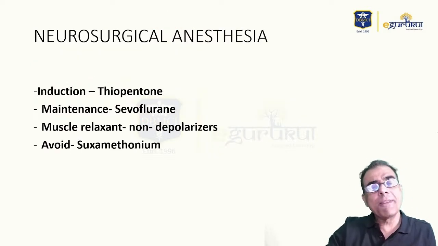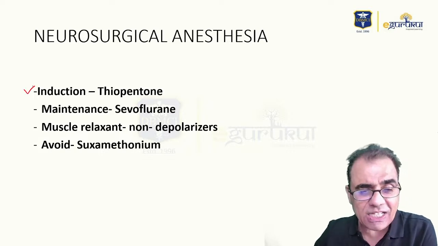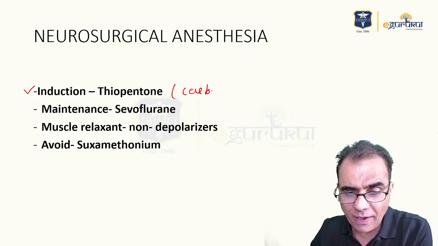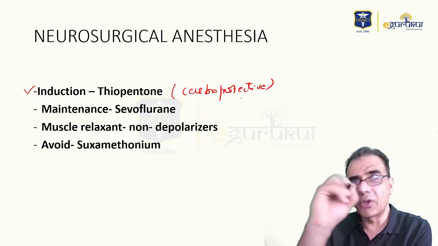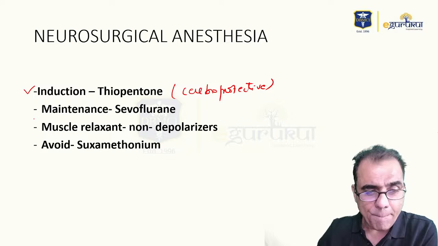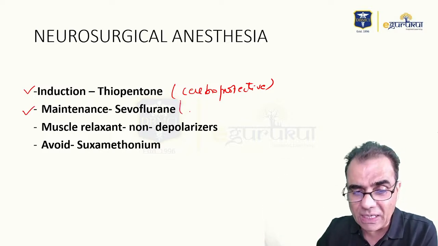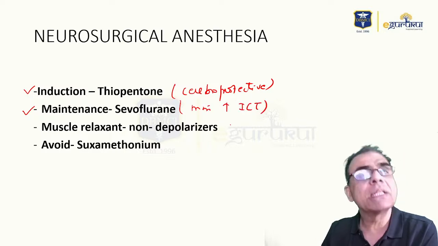Neurosurgical anesthesia. For neurosurgical anesthesia, the induction agent of choice is thiopentone. Why? Because I told you it is cerebroprotective. Maintenance, sevoflurane, because I told you it causes minimum increase in ICT.